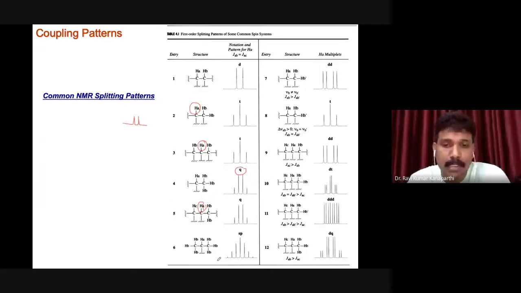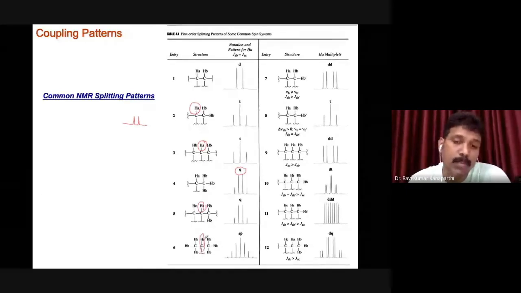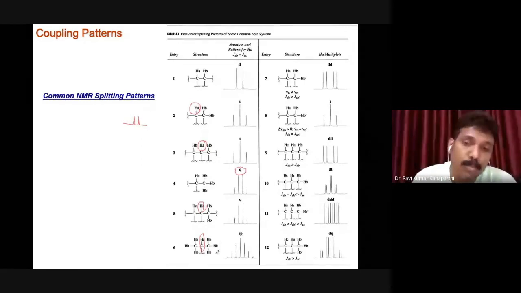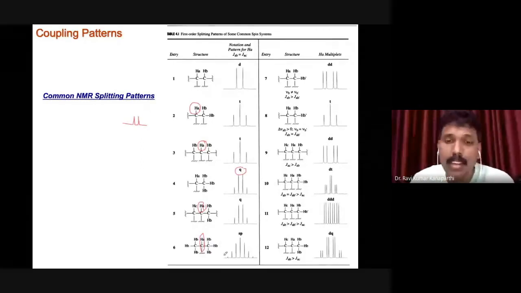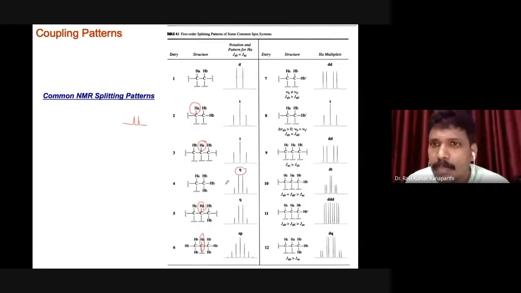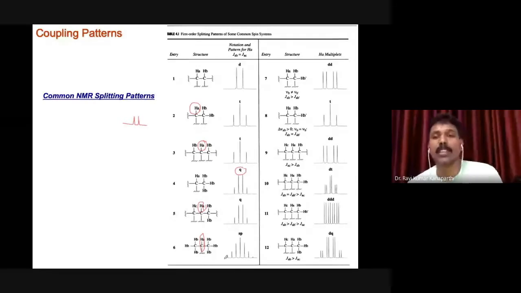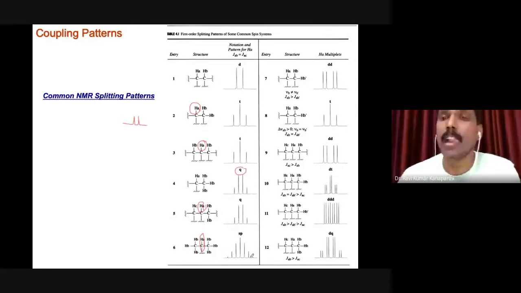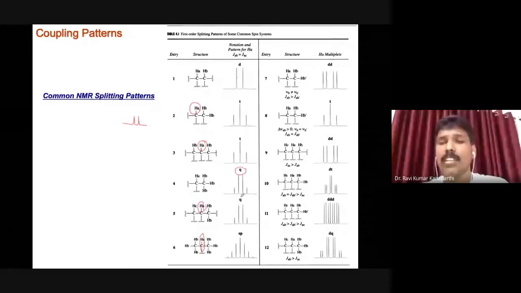Then the septet. In this case, the middle CH proton has 2 methyl groups on both sides. So we see a septet, 7 lines. This is especially true for the isopropyl group. This kind of feature we normally come across. Other possible situations are listed here.